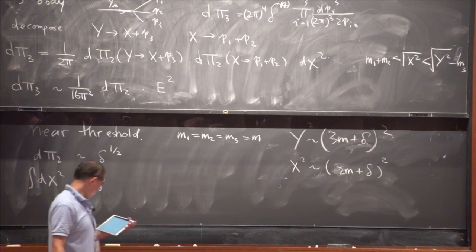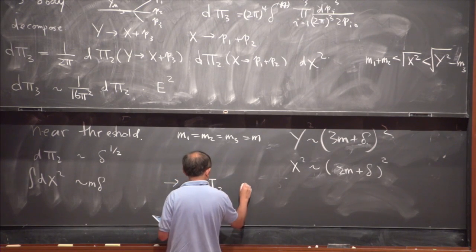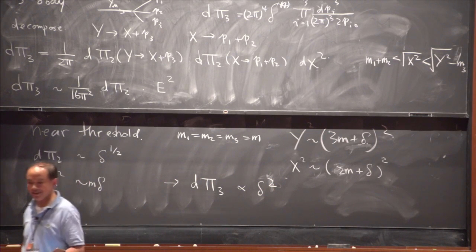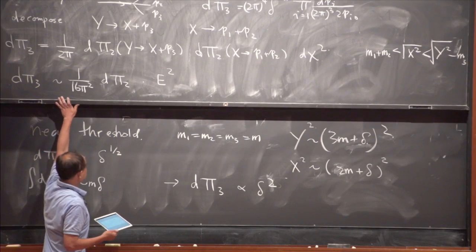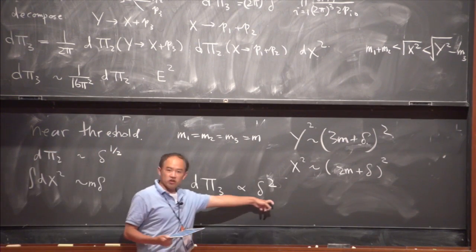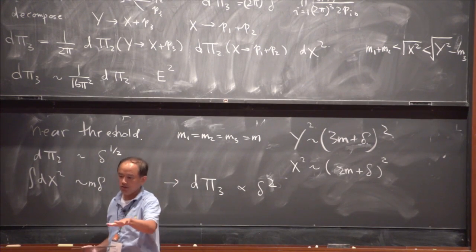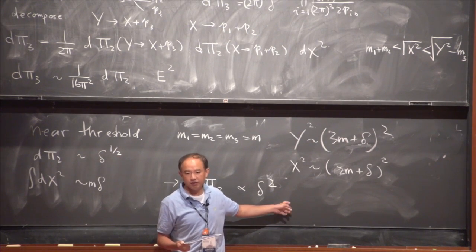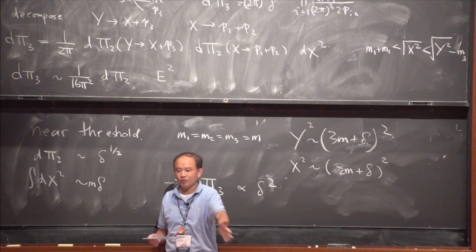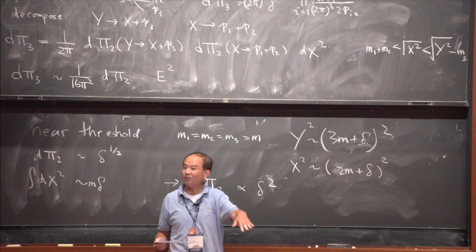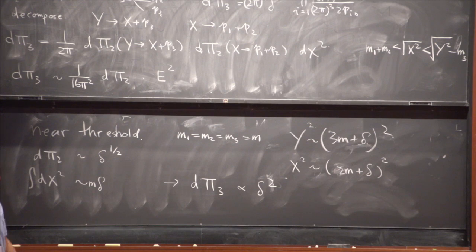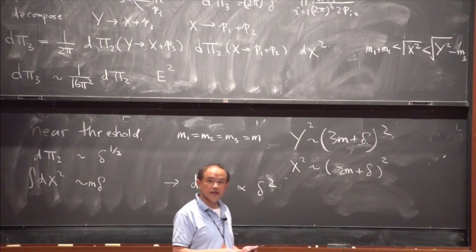And therefore dΠ3 is proportional to delta cubed. Not cubed, squared. So this is the second difference between this and the two-body threshold. The two-body threshold, we said, opens up pretty quickly, but this one is slower. So for a three-body process, you actually pay a little bit more. You do have to be above the threshold a little bit more than for a two-body process, and then you pay a little bit more on the PDF. So there's some additional suppression from a three-body final state, just from this threshold behavior. Okay, I think I should stop now.